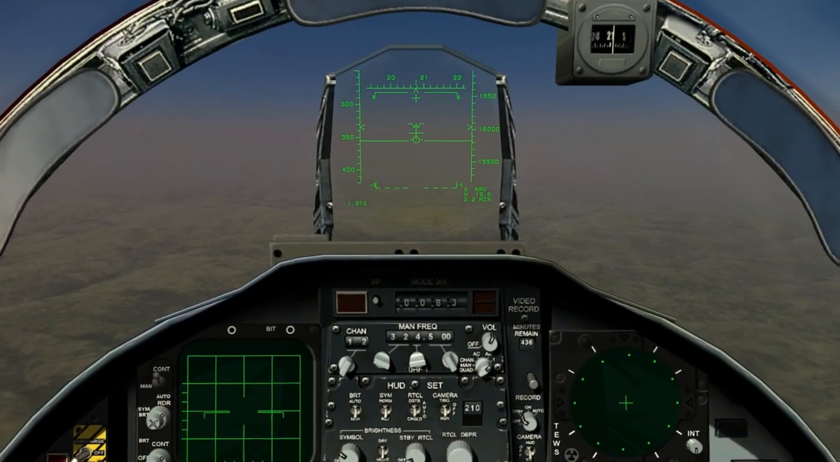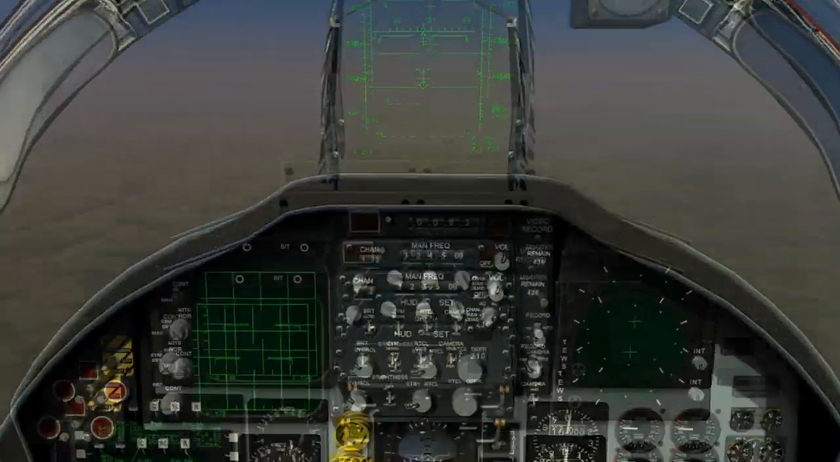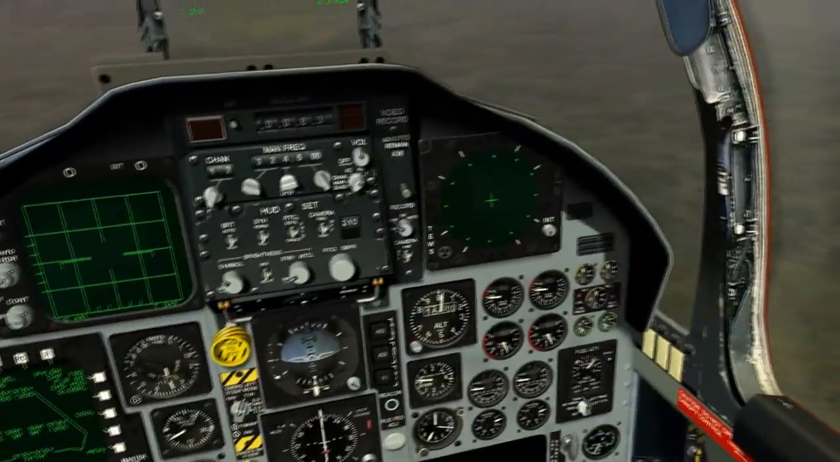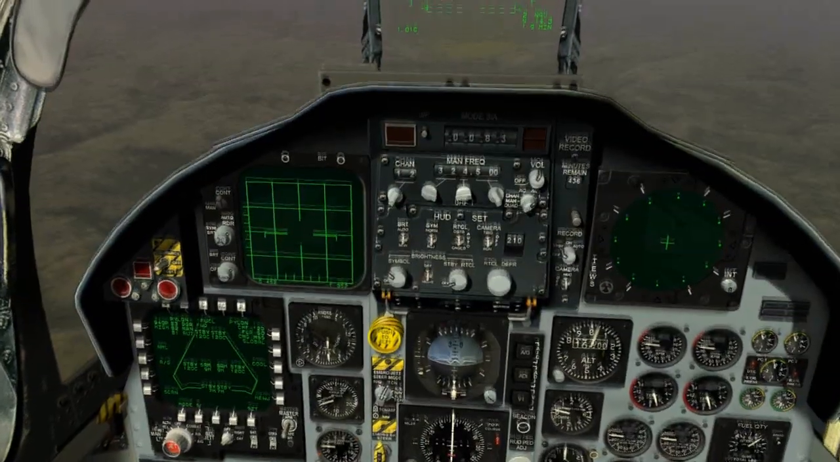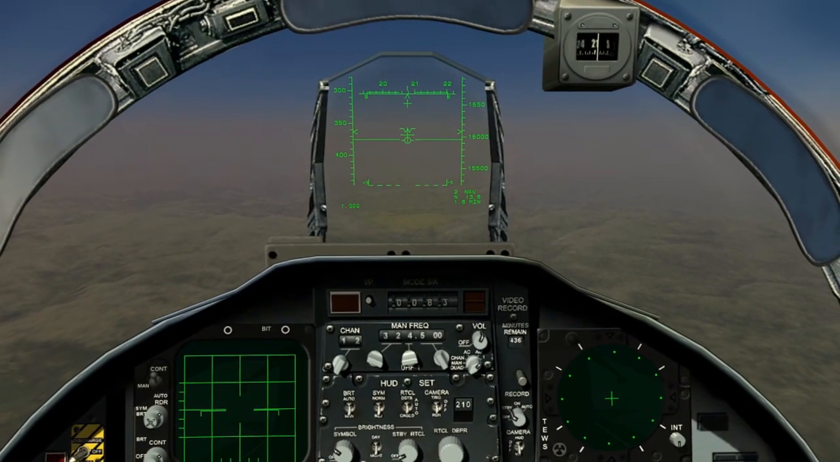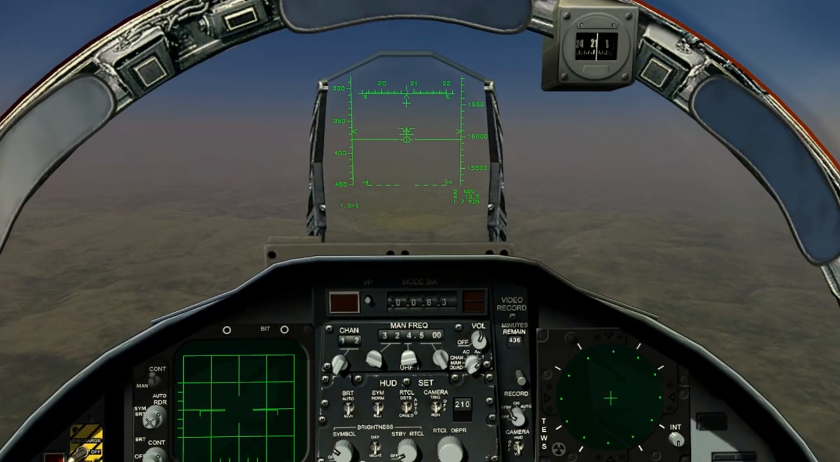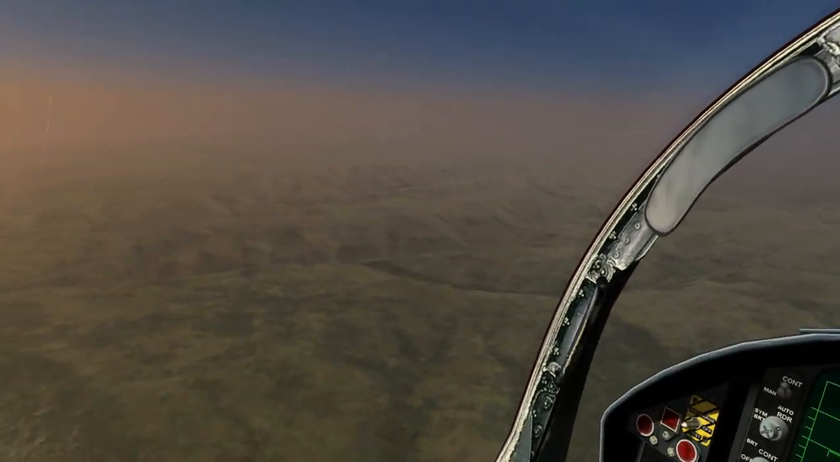Hello and welcome. In today's tutorial, you will be taking a look at the APG-63 Pulse-Doppler radar, the radar on board our F-15. Not only can the radar detect airborne targets, but it can also tell you what the target is and whose side it is on. You must understand how the radar works before you can even hope to attempt any sort of combat in the F-15 Eagle.